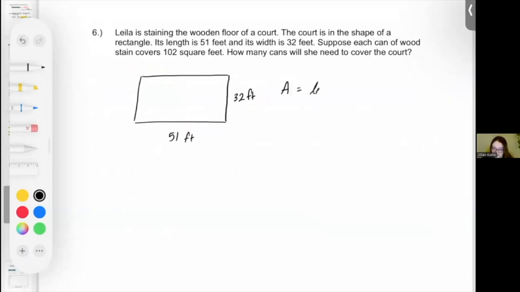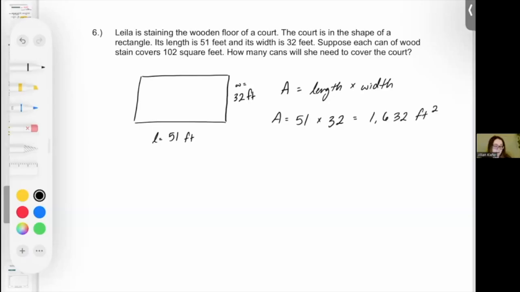Area, we say, is length times width, or L times W. We have that the length is 51 and the width is 32. So the area of our court is really going to be 51 times 32. They're both in feet in this case, so when we write our answer, it'll be in feet squared. So we'll go ahead and put in our calculators 51 times 32, which should be 1,632 feet squared. So that's the area of the court.